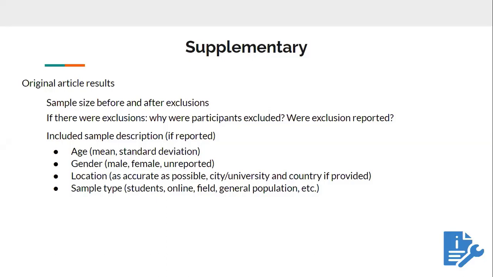Then you report the age mean and the standard deviation, gender, location as specific as possible, city or university or the country if it's provided, and the sample type, undergraduate student sample, online sample, general population, specific population, etc. Again, some of this information, particularly age mean, SD, and gender, may not be reported. In such cases, just mention that this information is not provided in the original.